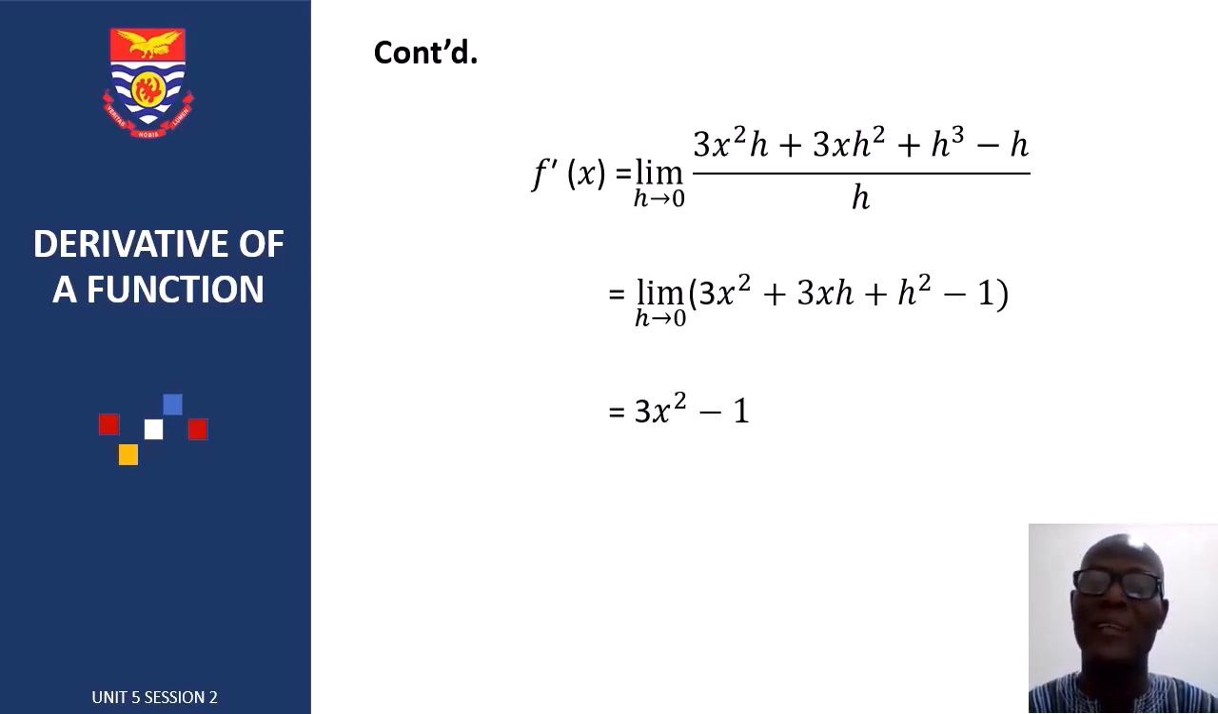Now this function is a polynomial, so we can now substitute h equal to 0 into it. And that gives 3x squared plus 3x times 0 plus 0 squared minus 1. 3x times 0 is 0, 0 squared is 0, which gives the derivative, f prime of x, the first derivative of x, is equal to 3x squared minus 1.